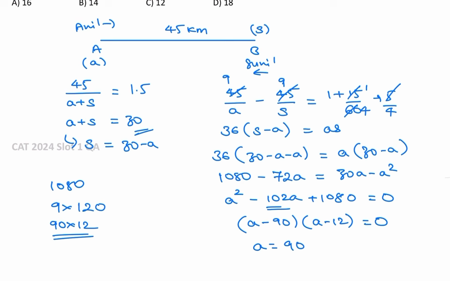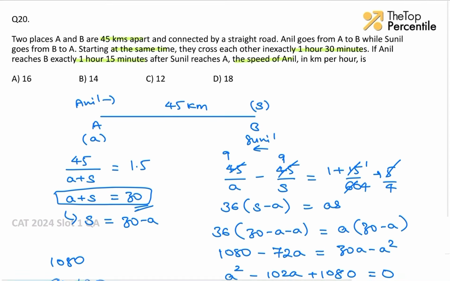This means that A is 90 or A is 12. Now, A cannot be 90 because from this line we can infer that the sum of the speeds is 30. So A has to be 12. This is my answer, which is option C.